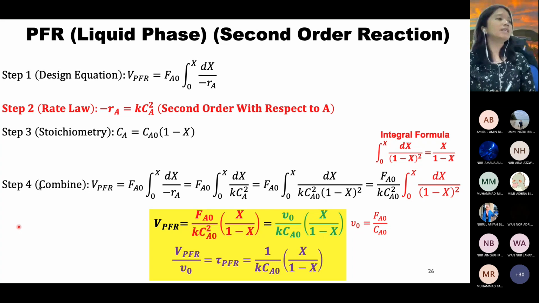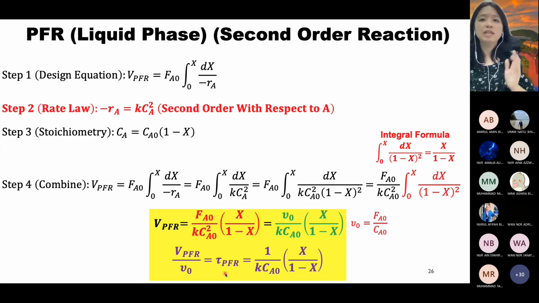Then next one is, okay, the third one, purple color, is to find when you want to find space-time. Okay, so yang hijau dengan yang merah adalah untuk mencari volume, yang purple adalah untuk mencari space-time. Okay, so again, jadi kita nak cari space-time, volume di sebelah kiri, kanan kita ada epsilon naught per K CA naught in bracket X per 1 minus X.